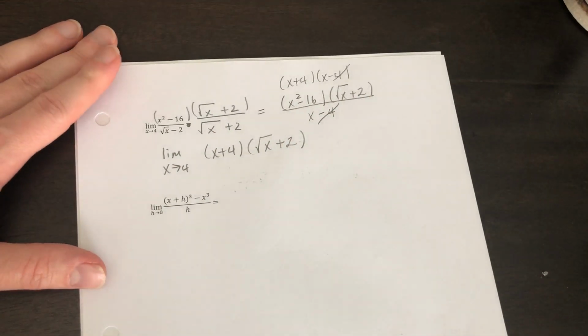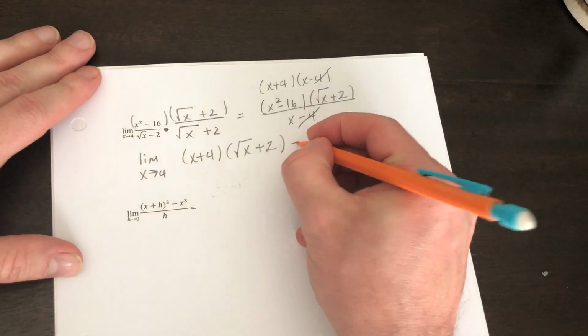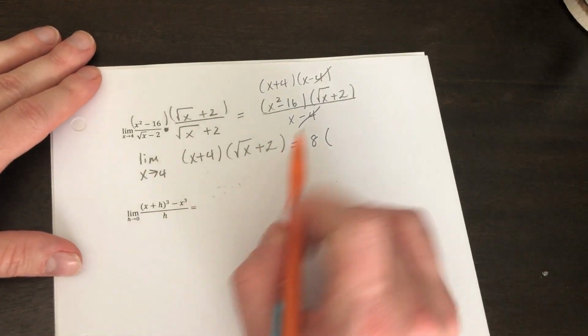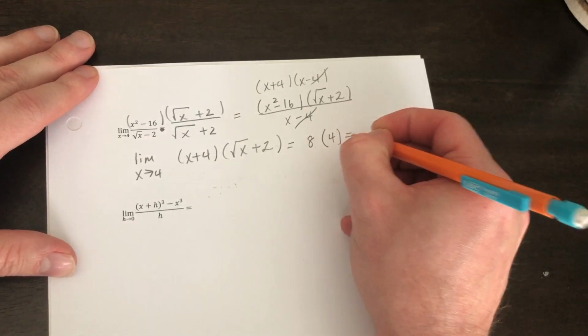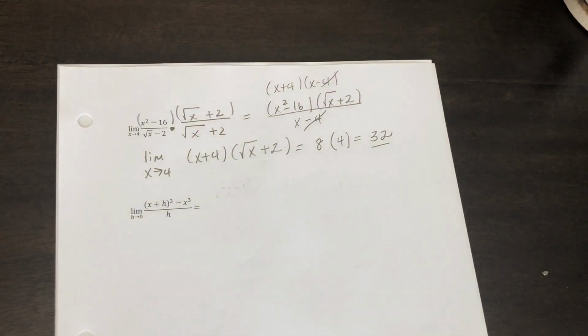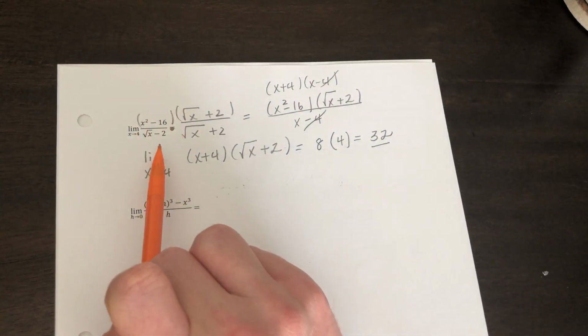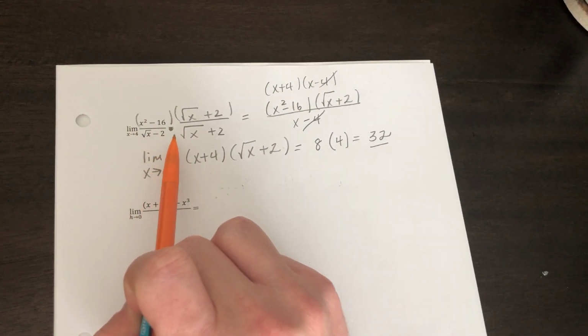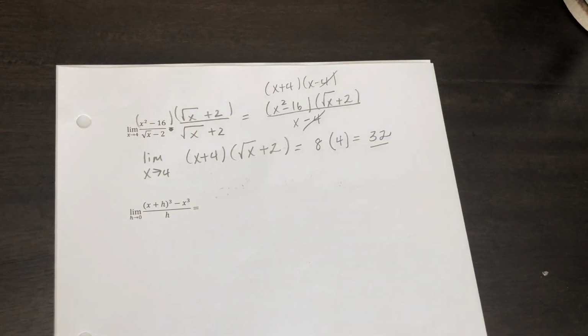Okay, so I'm going to plug in a 4. 4 plus 4 is 8. And square root of 4 is 2. 2 plus 2 is 4. So it comes out to be 32. So review what a conjugate is. A conjugate is the same thing, but you're just changing the sign. Okay, so I know to use a conjugate to multiply whenever I'm dealing with a square root plus a number or a square root minus a number.